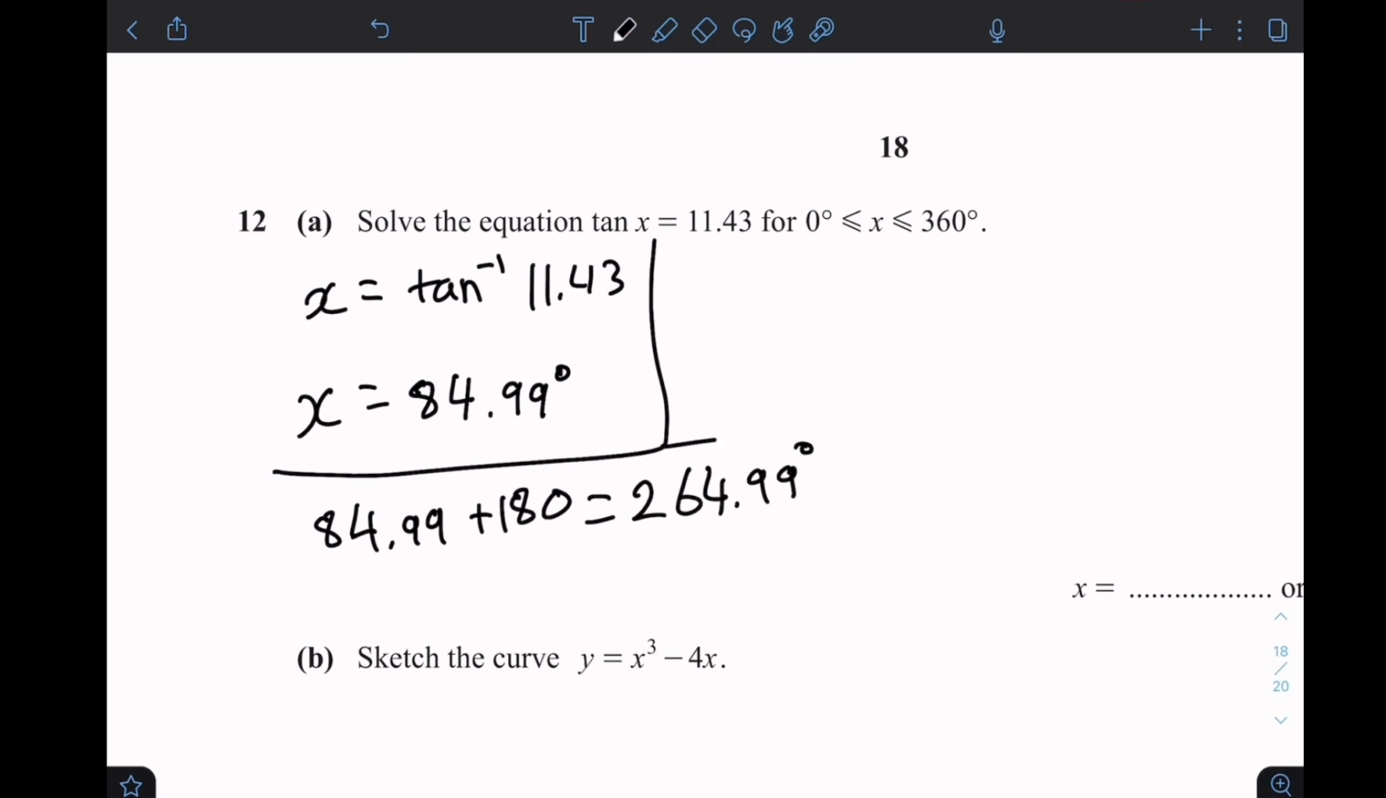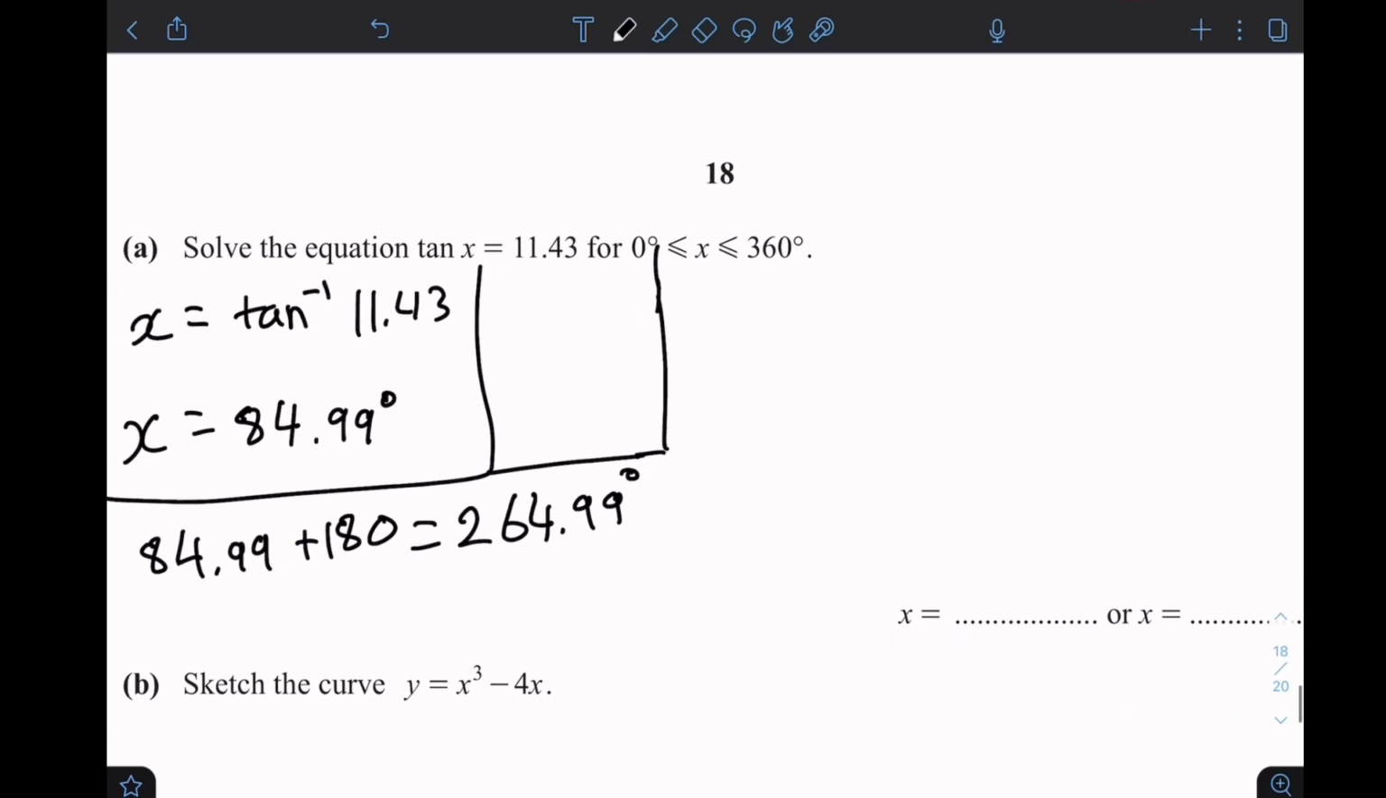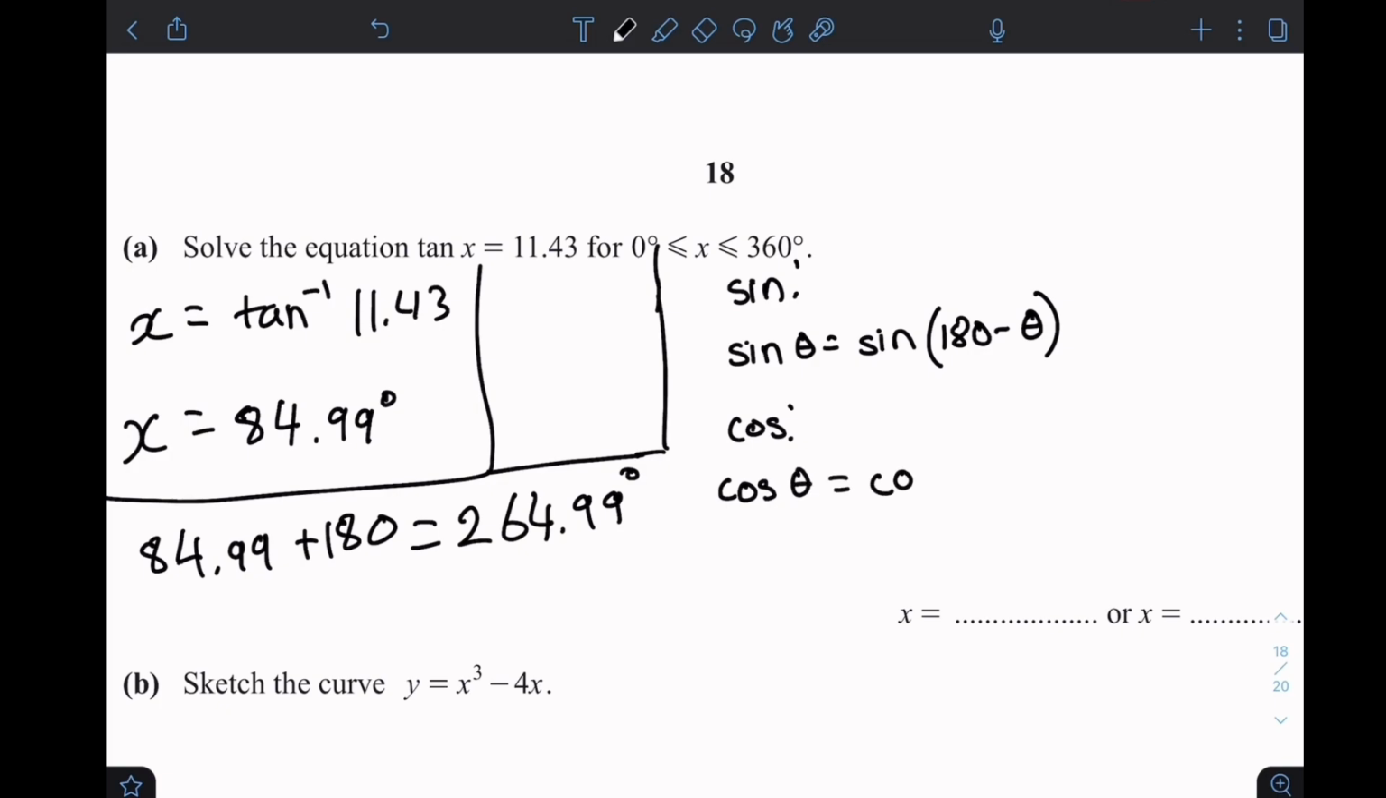264.99, and I'll tell you why. So basically, these questions come up often, and there are certain rules that you need to remember. If they say sine, you need to do sine theta is equal to sine 180 minus theta. And if it's cos, it would be cos theta is equal to cos 360 minus theta.